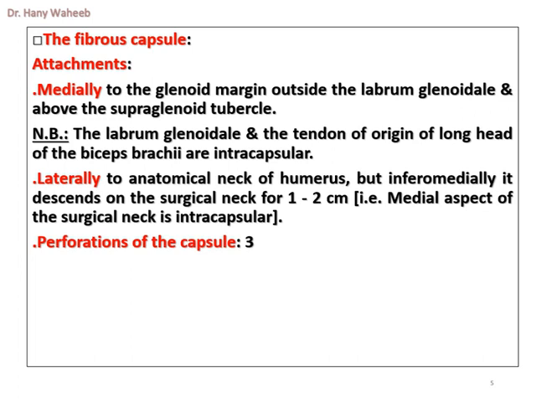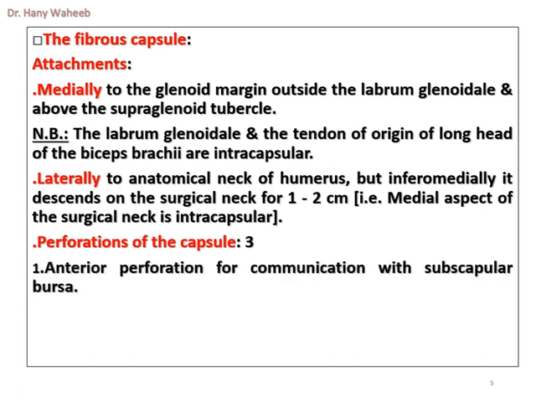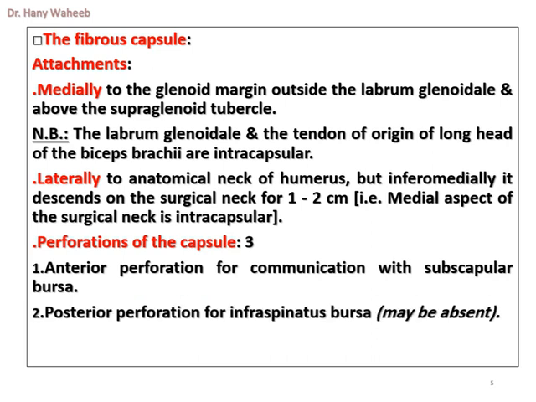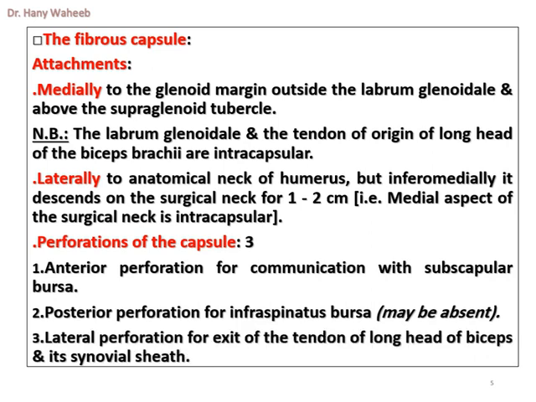Perforations of the capsule are 3. 1. Anterior perforation for communication with subscapular bursa. 2. Posterior perforation for infraspinatus bursa, may be absent. 3. Lateral perforation for exit of the tendon of long head of biceps and its synovial sheath.